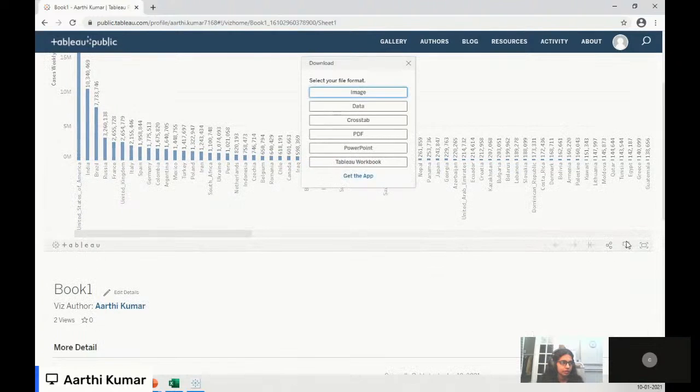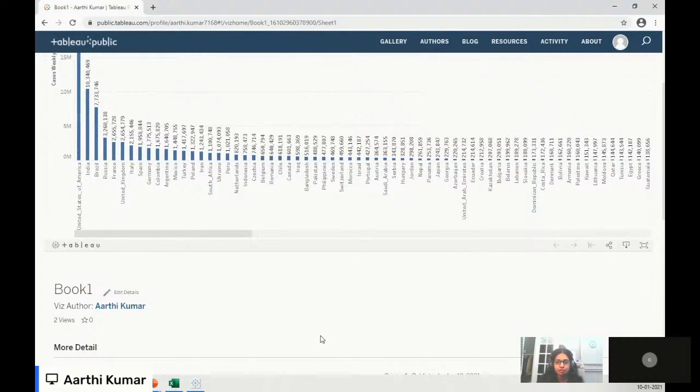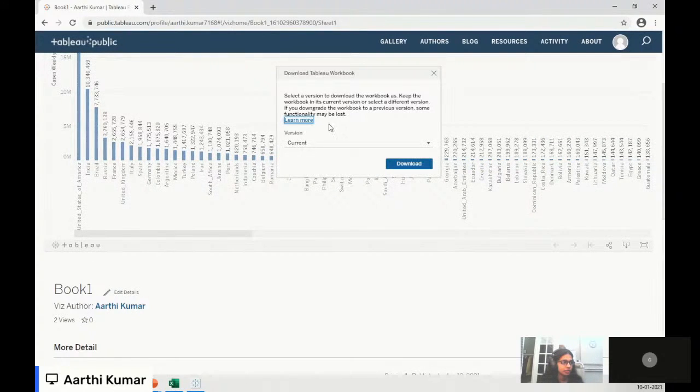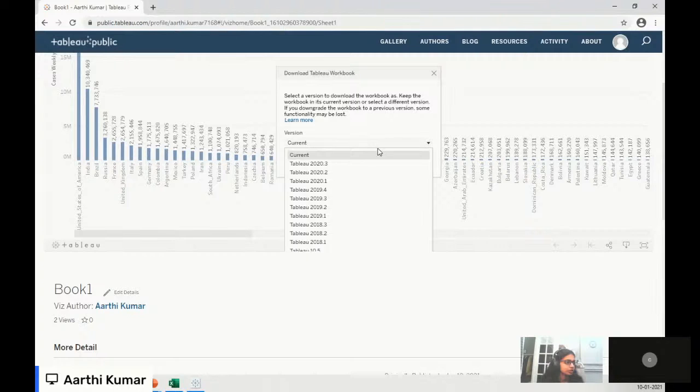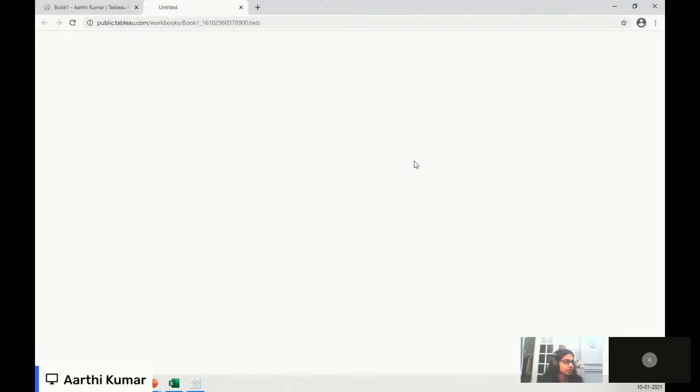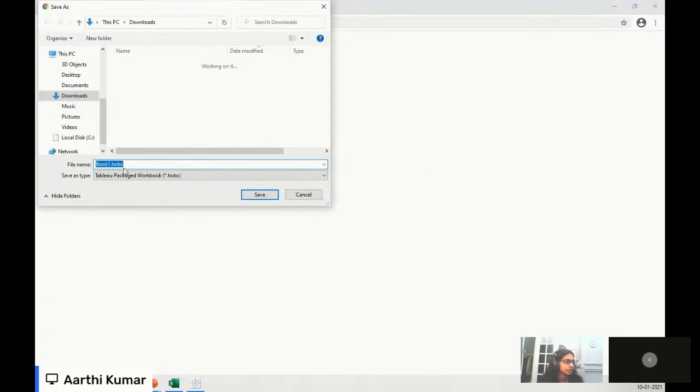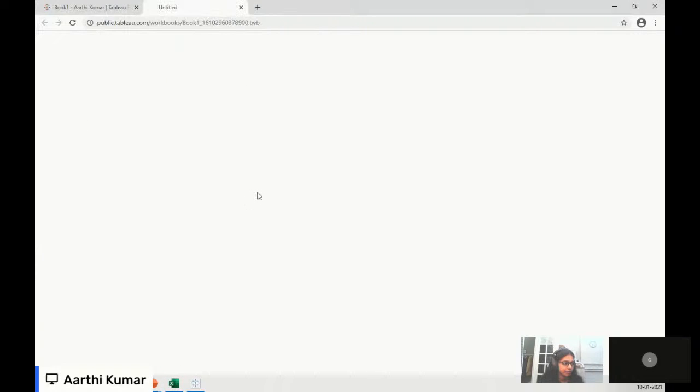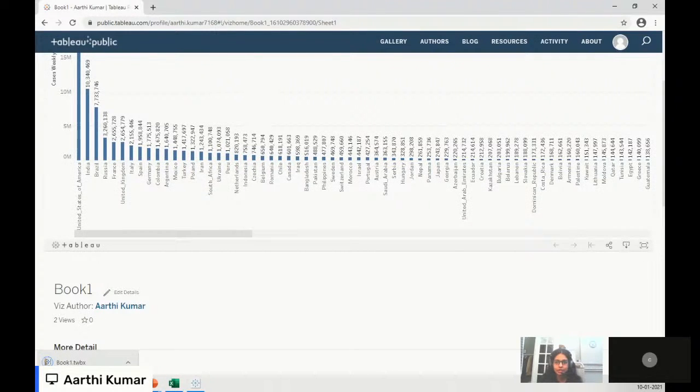You can download it as a Tableau workbook. And when you want to share it with your users, there is also another free tool called Tableau Reader. So you can download this TWBX file. It will download the current version. I say download, so it downloads a TWBX file, and you can email this to the users, and they can use a tool called Tableau Reader. Let me show it to you.